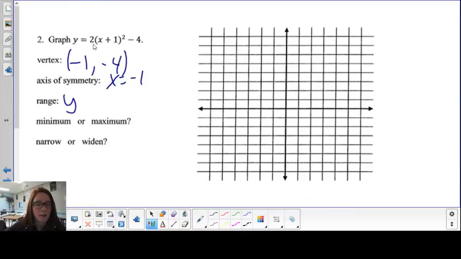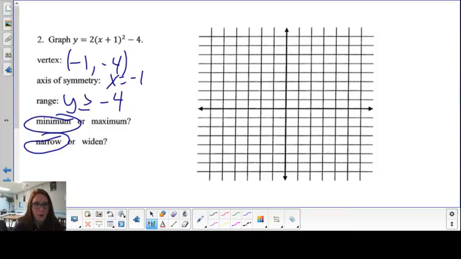Now if I look here at the 2, I have a +2, so that means it's going to be getting bigger. So y is greater than or equal to, and that value here is the y value of the vertex, so -4. Since the a, or the value in front, is bigger than 1, it's going to narrow because it's going up faster. So when it goes up faster, it's getting closer and closer. And I realized that I skipped one, and again, it's positive, so it's going to have a minimum.